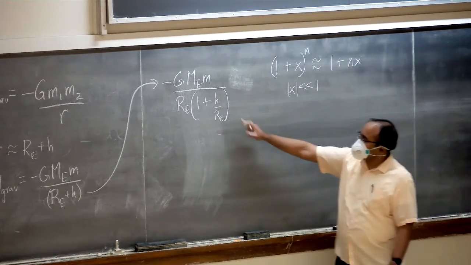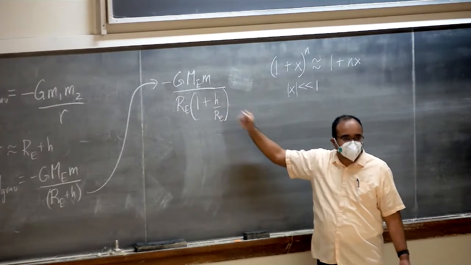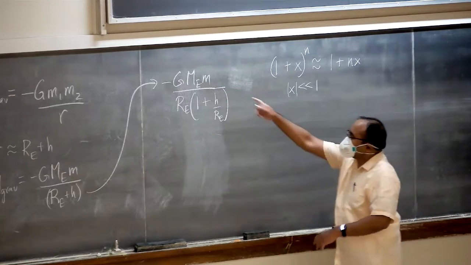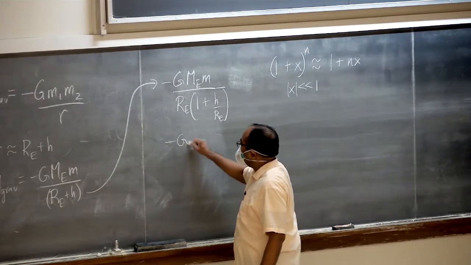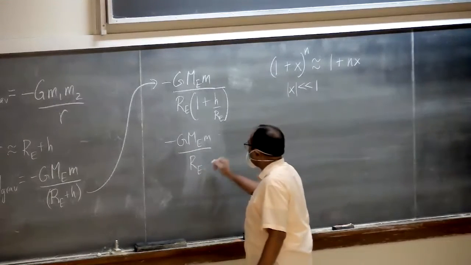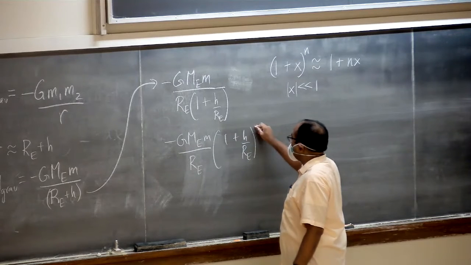So here the idea is that our x is h over R_E, and typically the heights we're using are much less than the radius of the Earth. So this is quite small. This is a good approximation. So I could write this as this times (1 plus h over R_E) raised to minus 1.